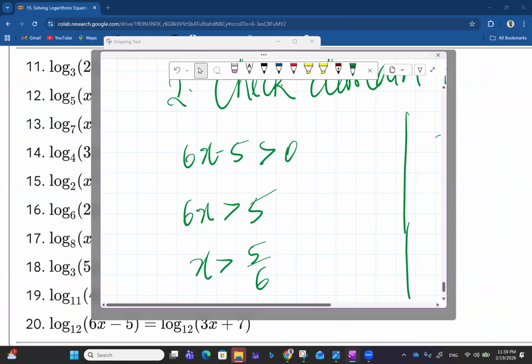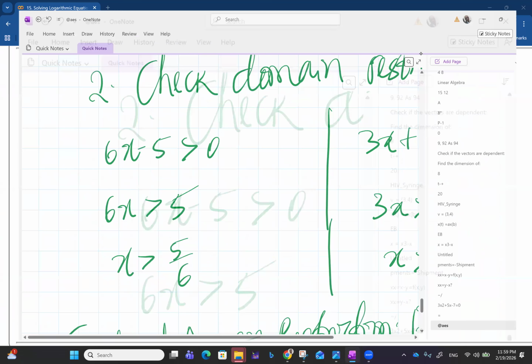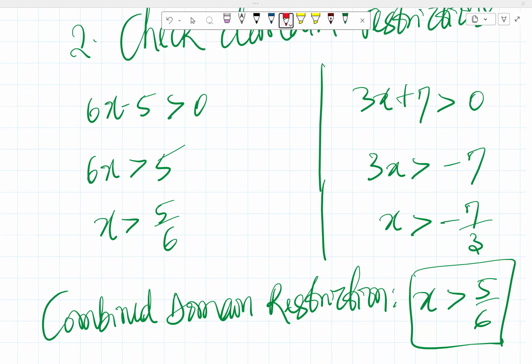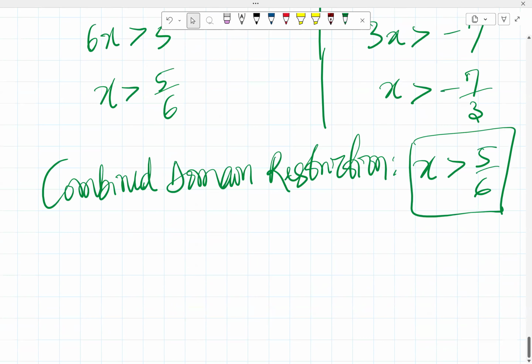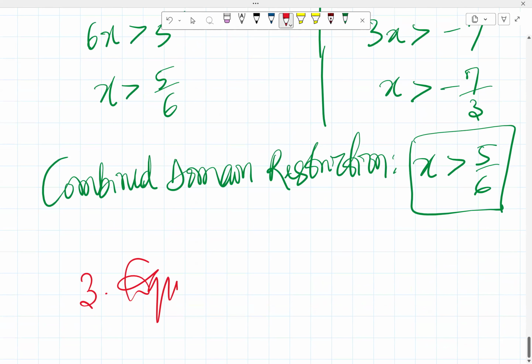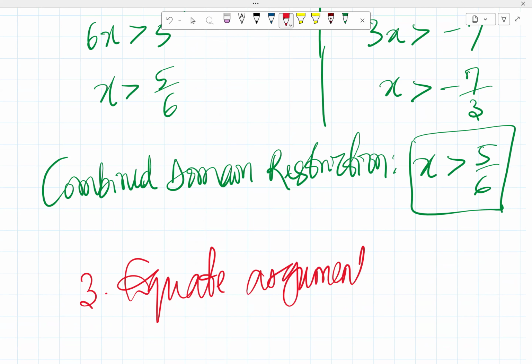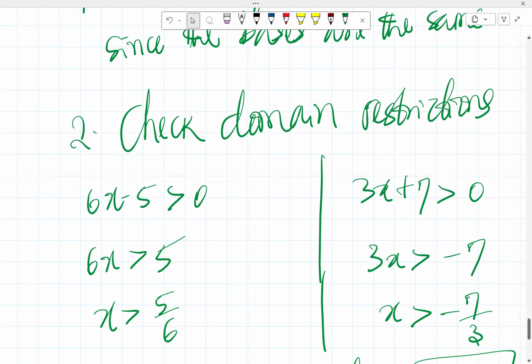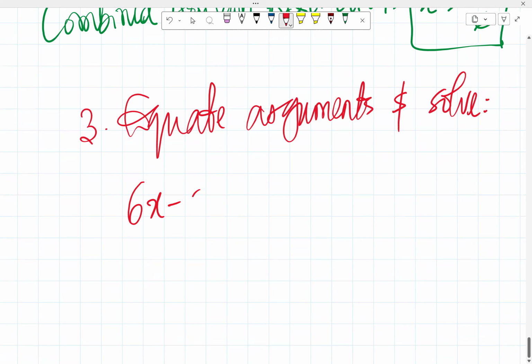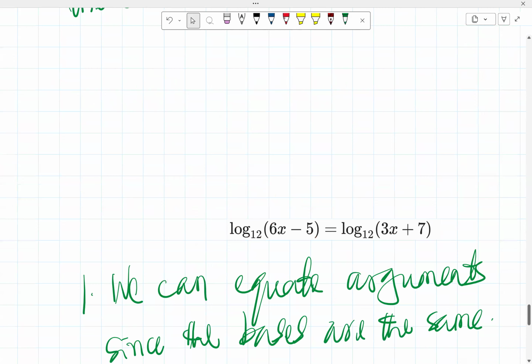So with all of that out of the way, the next thing is to now solve. So we can equate the argument, which is 6x minus 5. So step number 3 now, equate arguments and solve. All right. So that means we have 6x minus 5 equals 3x plus 7.